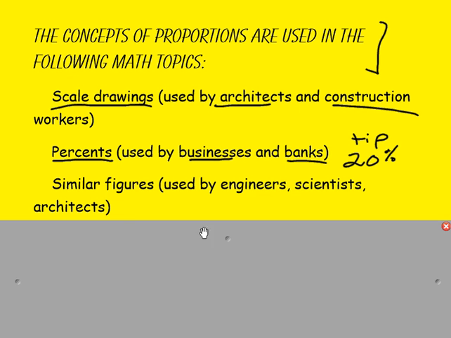It's also used in similar figures. So I have one triangle, and then I have another triangle, and they are similar, which means that there is a proportional relationship that exists between them.